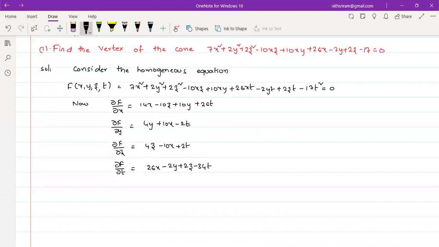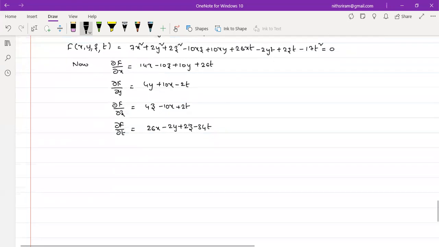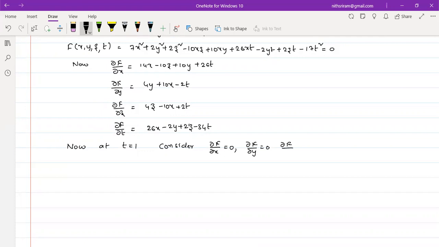So in this way, first we have to find the partial derivatives with respect to x, y, z, and t. Okay. After that, what we have to do is, we have to consider at t is equal to 1, dou f by dou x is equal to 0, dou f by dou y is equal to 0, dou f by dou z is equal to 0, and dou f by dou t also is equal to 0. So the next what we have to do is, we have to put t is equal to 1 in the partial derivatives, and we have to equate those partial derivatives to 0.